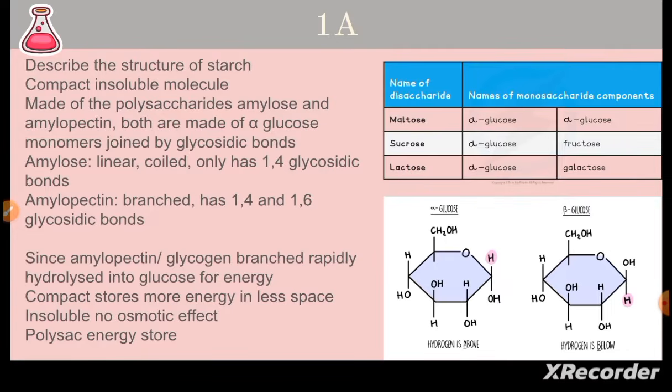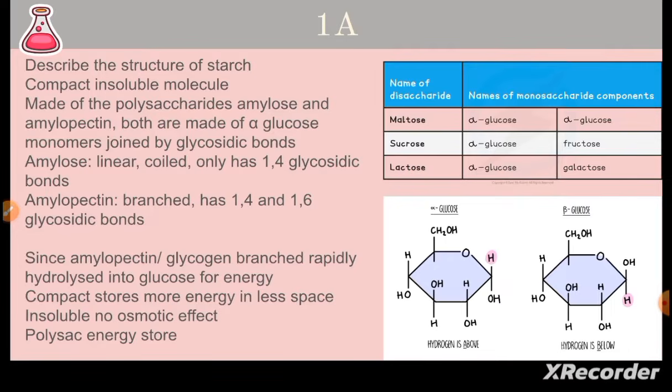Okay, so if you are asked to describe the structure of starch, you will say that it is compact, it is insoluble, so it doesn't have any osmotic effect. If it was soluble, the osmotic balance in the organism's body would be disrupted. Amylose is also linear, it is coiled, if you are asked to compare between them.